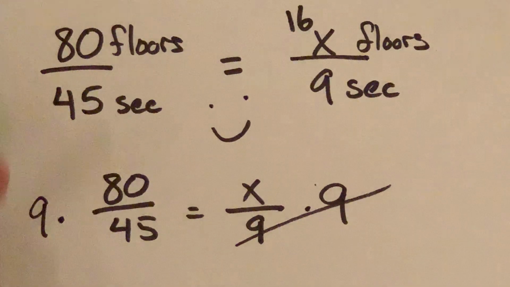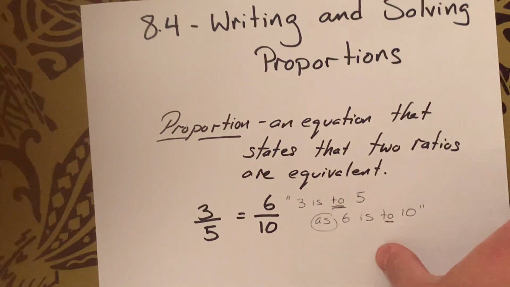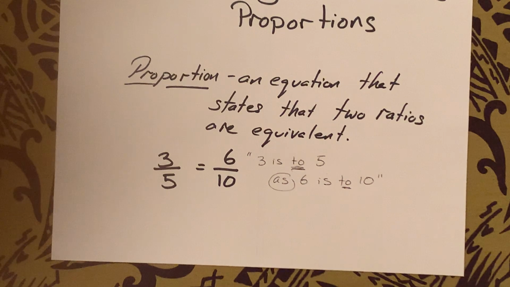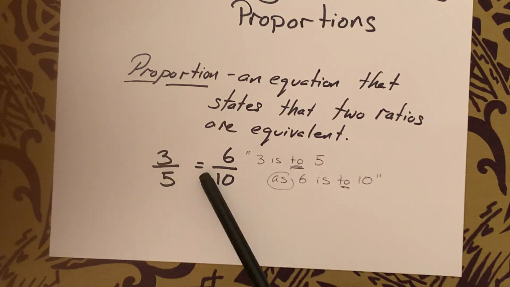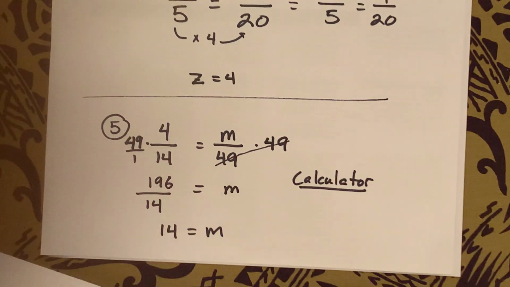So yeah, again, just a review for today. Today we learned all about writing and solving proportions. And we learned that a proportion is an equation that states that two ratios are equivalent. You read it as this is to this, as this is to this, and you can solve it two ways. You can solve it using mental math, or you can solve it using algebra, both ways.